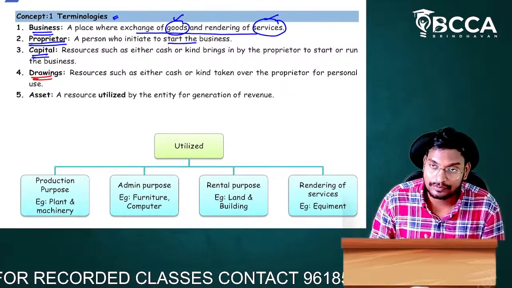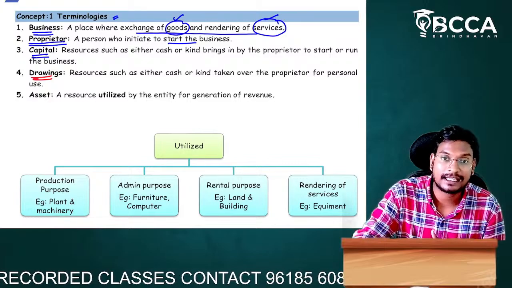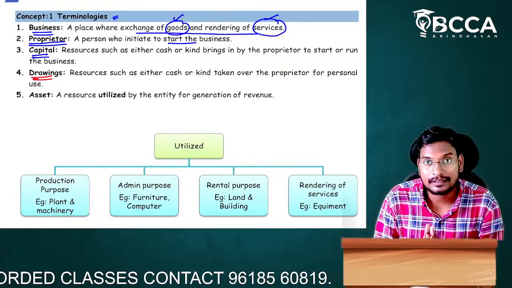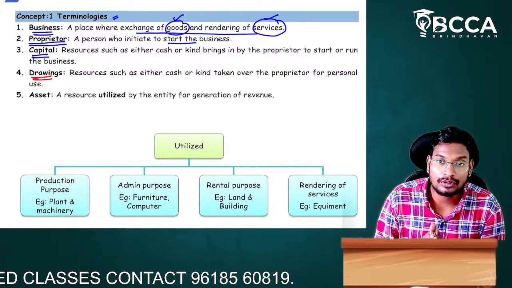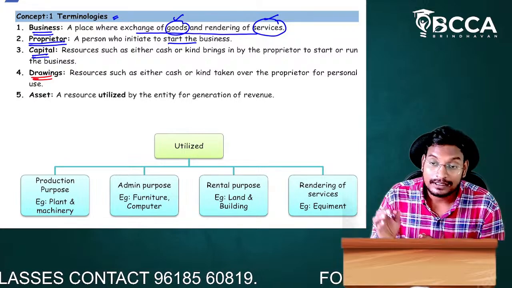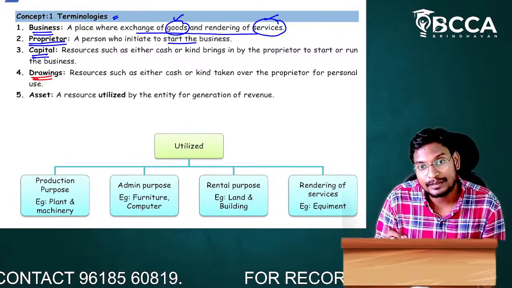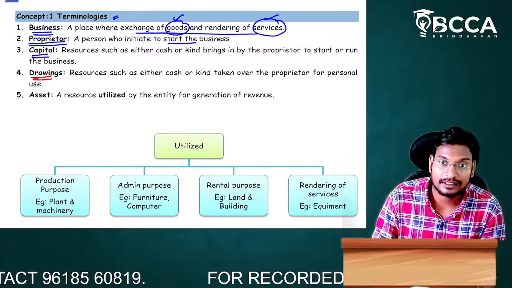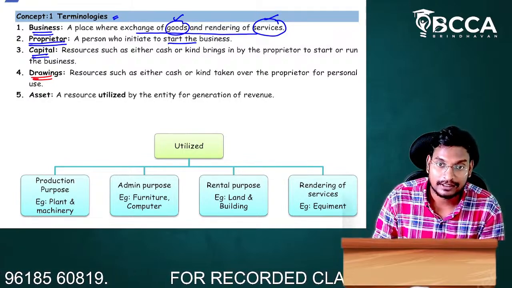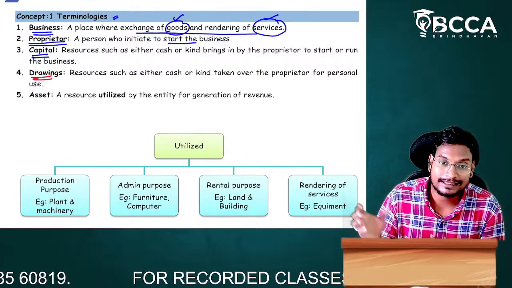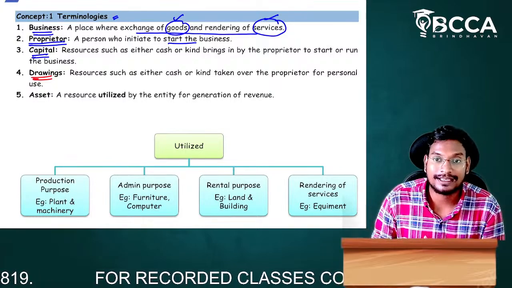Proprietor means the owner of the business. Then capital. Capital means any investment made by the owner of the business. The investment can be made in any form: in the form of cash, in the form of goods, or in the form of time. In any form, if the owner has invested in the business, it is called capital.